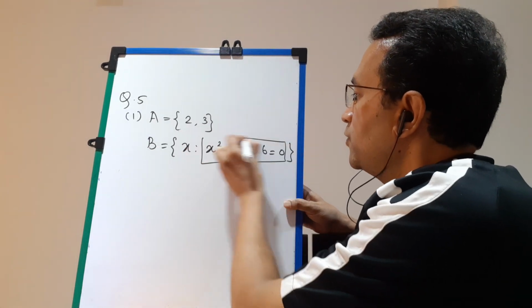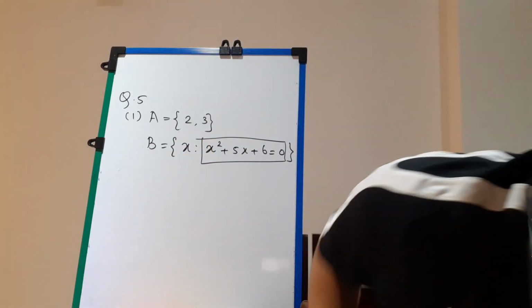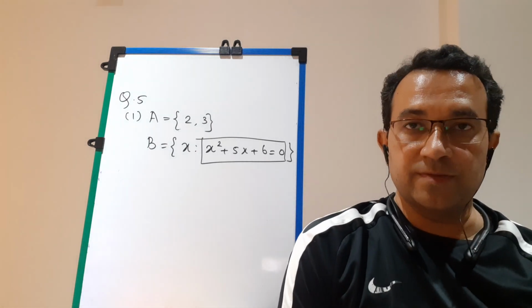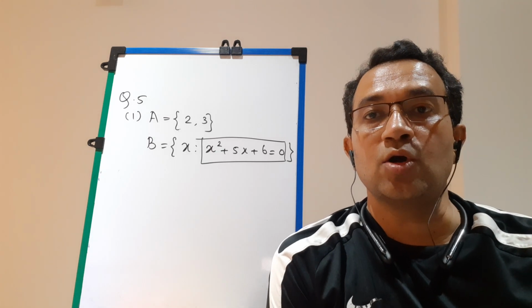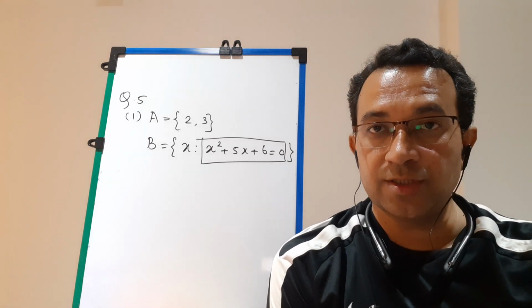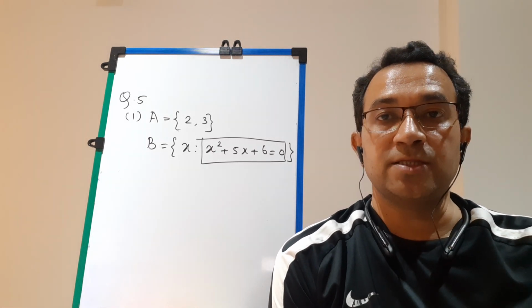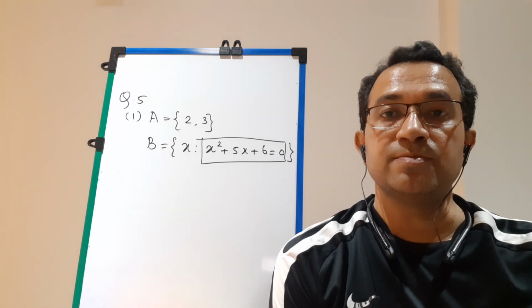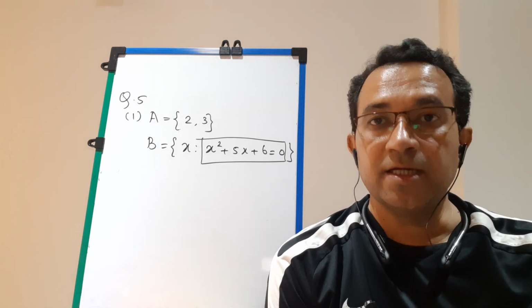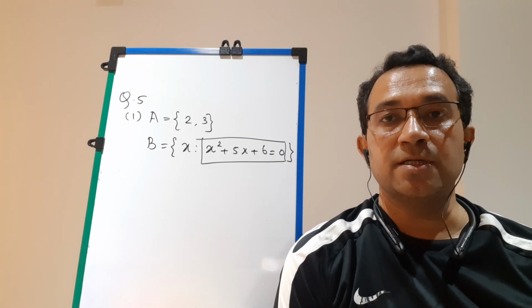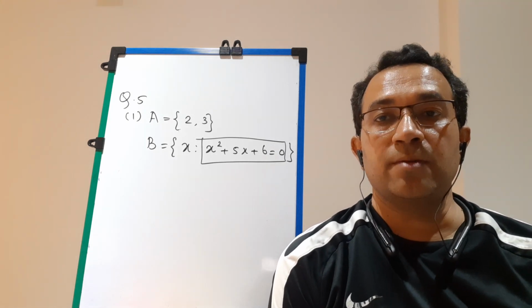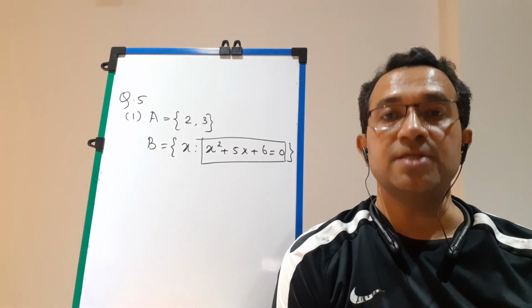Now students, all of you have studied in 10th standard how to solve a quadratic equation. Students, there are basically 3 methods to solve a quadratic equation. The first is by the method of factorization, second is by completing a perfect square, and third is by formula method, delta method, discriminant. D is equal to b square minus 4ac.